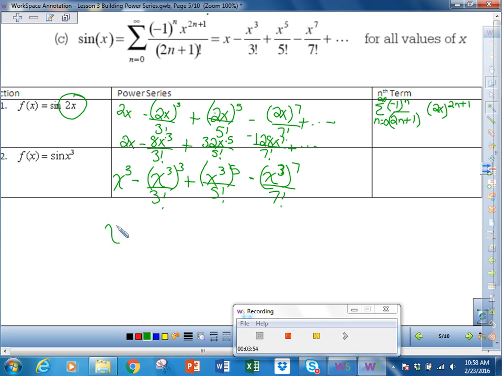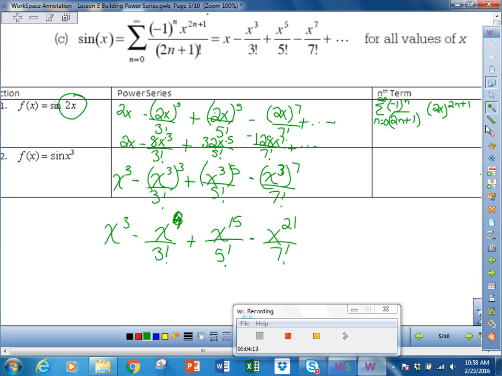So again, this can be written as x cubed minus x to the 3 times 3 is 9. Basic math failing me there. Plus x to the 15th over 5 factorial minus x to the 21st over 7 factorial. You may also be given the series and they ask you to find the function. So you may be given this and asked to find this. So it could go either way.